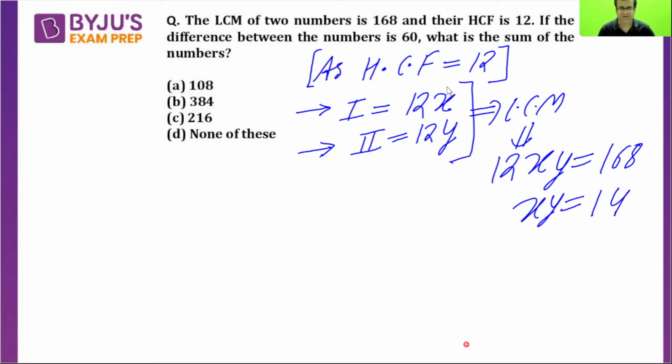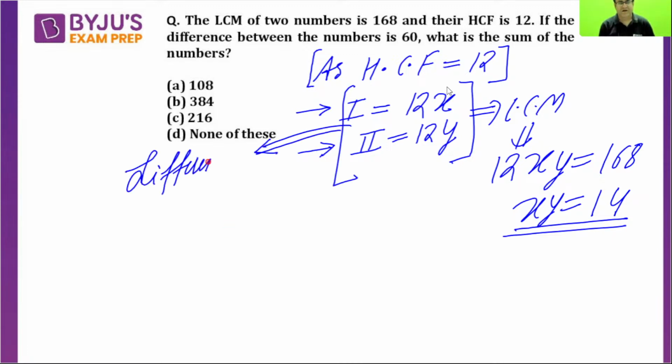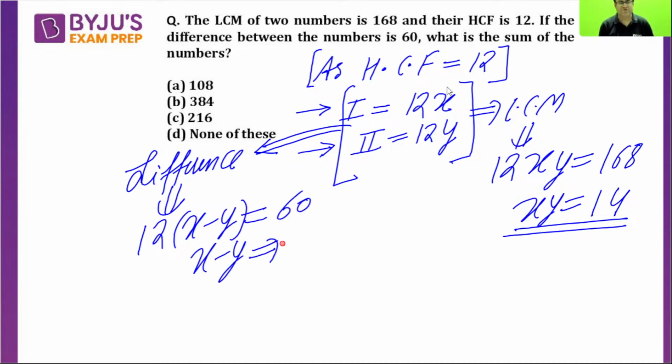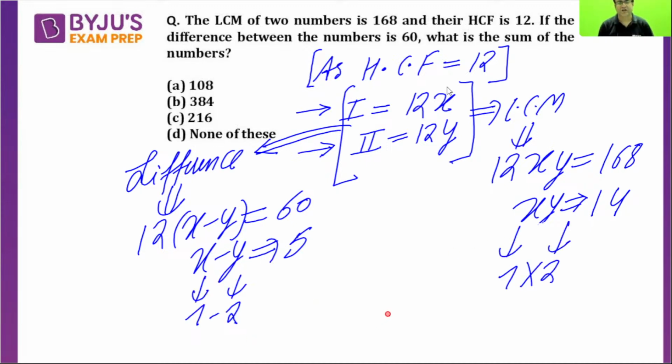Is this point clear or not? Tell me fast. If HCF is 12, I can assume the numbers are 12x and 12y. So I can say that LCM is 12 into x into y: 12 common, then x left and y left, 168. xy is equal to 14. Very first thing. Then come to the other thing. Difference is 12 into (x minus y), which is 60. So x minus y is equal to 5. The product xy is 14, the difference is 5. So 7 minus 2 is 5, and 7 into 2, the product, is 14.